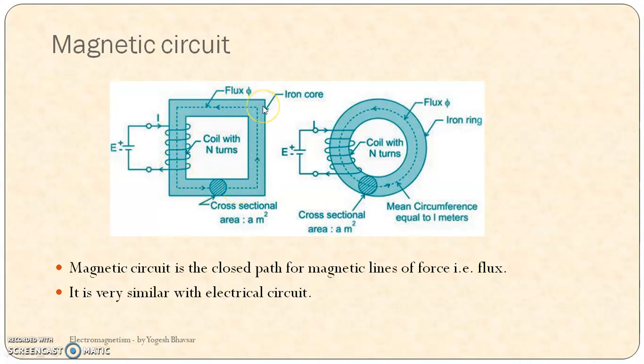Again, the iron core or this magnetic circuit will have a resistance, an opposition to the flux. Here we call it reluctance. This reluctance will oppose the flux, and it depends on the material we are using for the magnetic circuit. Here we are using an iron core, so reluctance will be low. There is also the cross-sectional area A, in meter square. So this is the simple magnetic circuit.